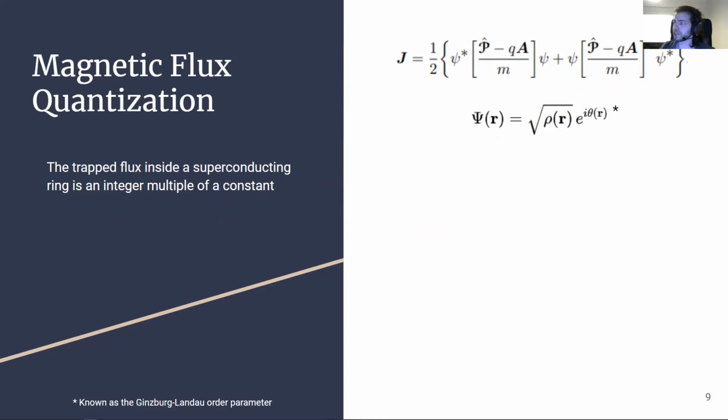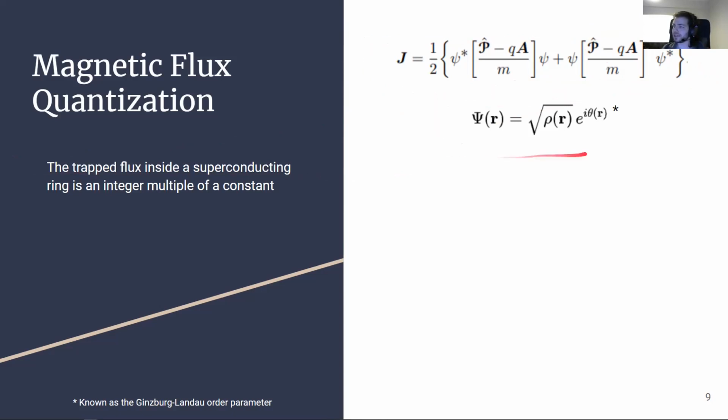This is just the probability current density, where the brackets contain the quantum kinetic momentum operators for a particle in an electromagnetic field, where A is, of course, the magnetic vector potential. So this is what we could know from a quantum mechanics course.